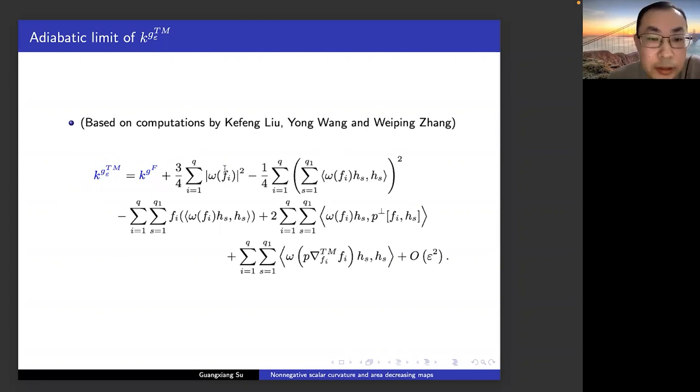Based on computations by Kefeng Liu, Yu, Wang and Weiping Zhang, we see that the scalar curvature of the rescaled metric has an asymptotic expansion in this way. The leading term is the leafwise scalar curvature, and the second part is very complicated. If the Bott connection preserves the metric, then the second term is zero. So in general, it is very complicated.